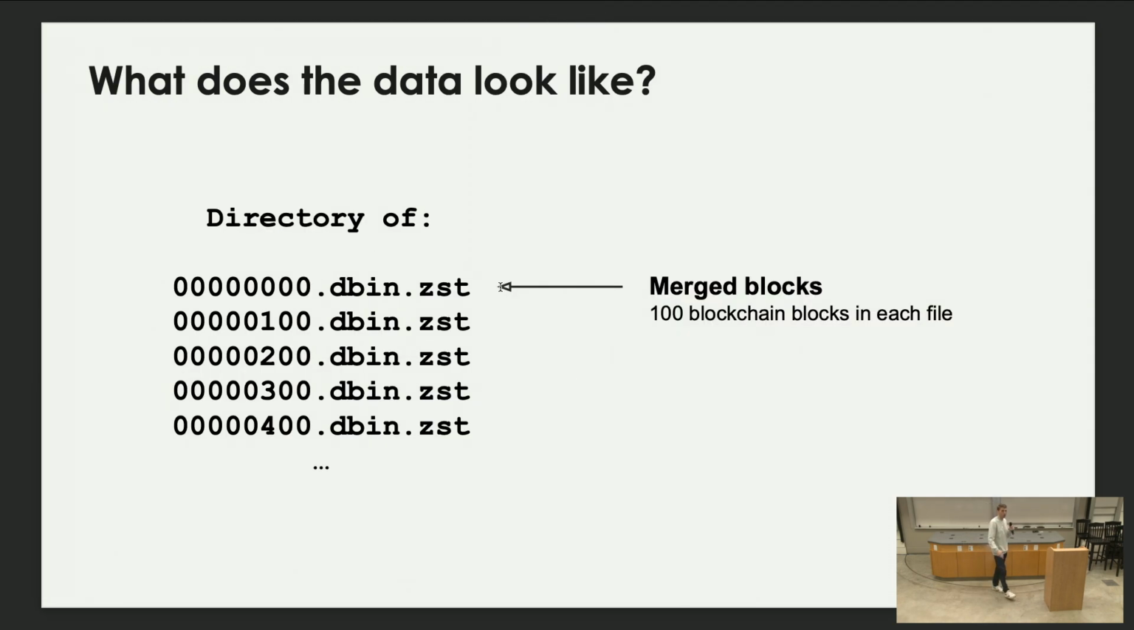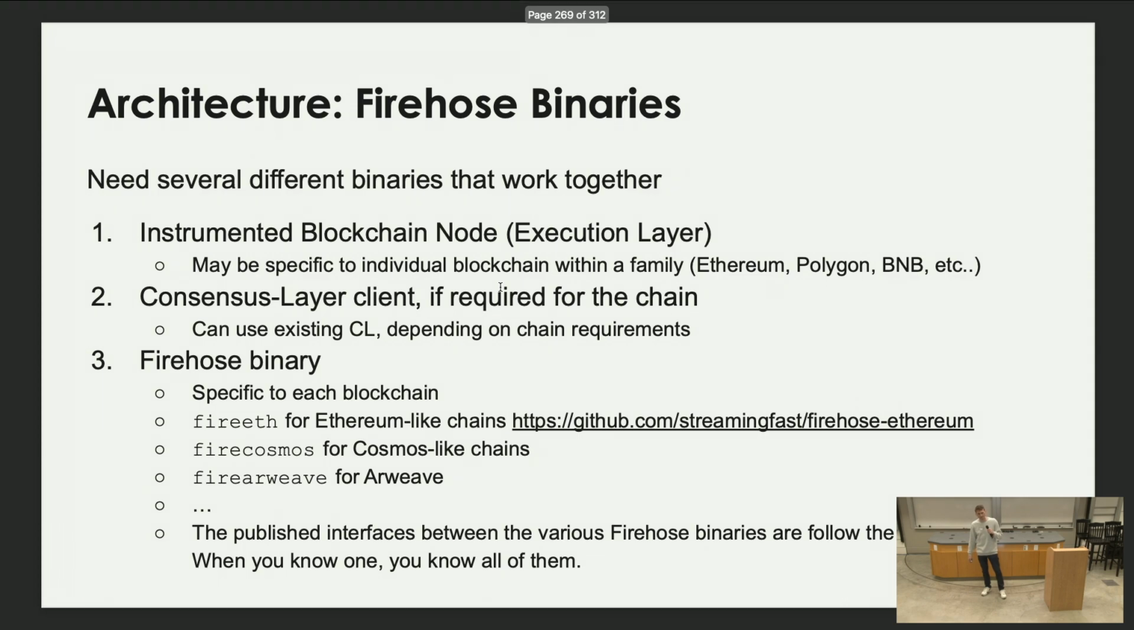If you were to run the Firehose stack, you would see that it's creating a bunch of files. Each of these files is a binary format file that's just storing the raw blockchain data. The architecture of Firehose is that you need a full node, not an archive node. So you have a very light node requirement, and you may need a consensus layer client if the chain requires it, and then you need the Firehose binary. And we provide binaries for Ethereum, Cosmos, Arweave, and others.